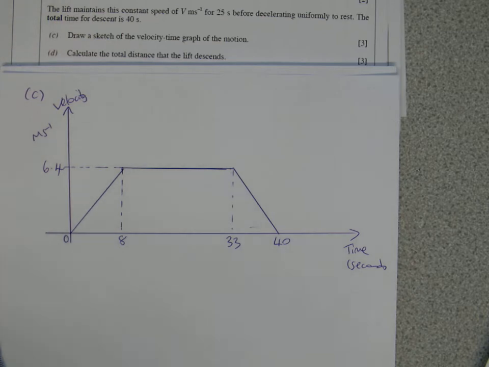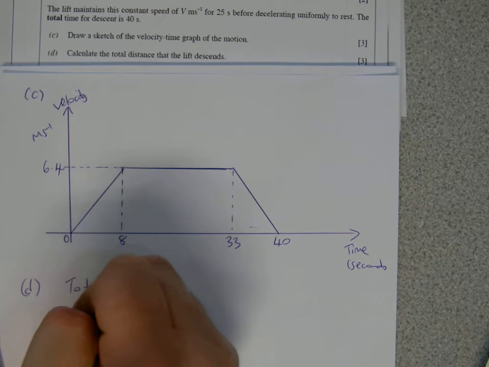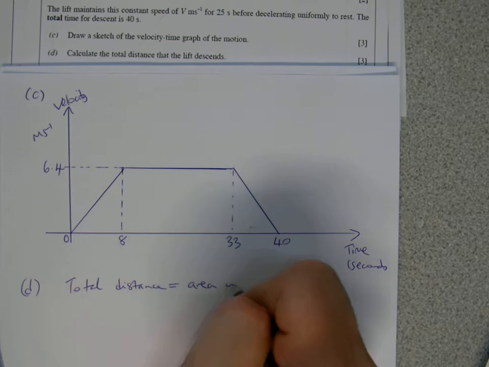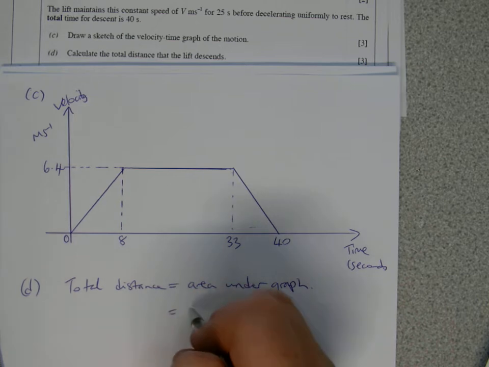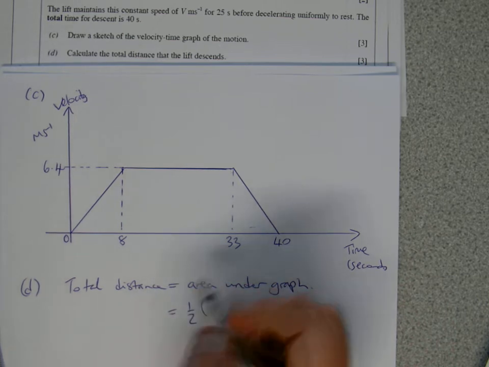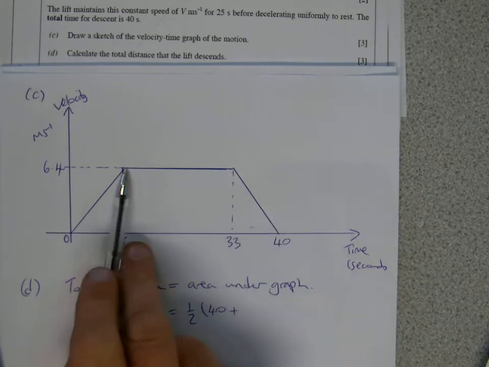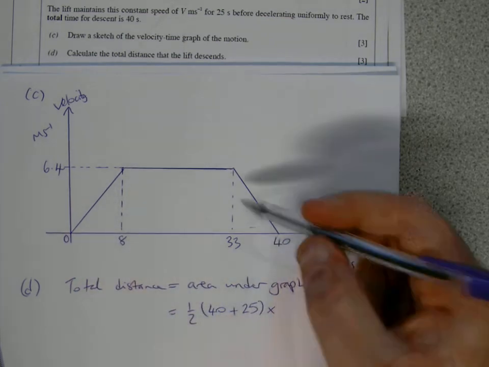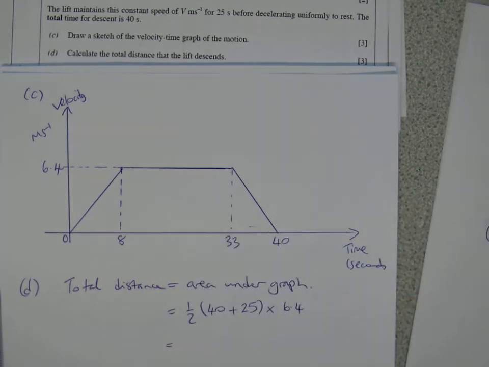It says then calculate the total distance the lift descends. And remember with velocity time graphs, you can get the total distance. So total distance equals the area under the graph. The area is the trapezium formula. So half a, this side here, which is 40, plus the side that's parallel to it, which is 25, times the gap between them, which is 6.4. So that straight away will give us the distance.